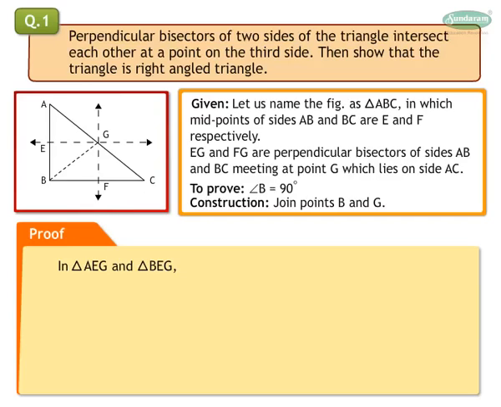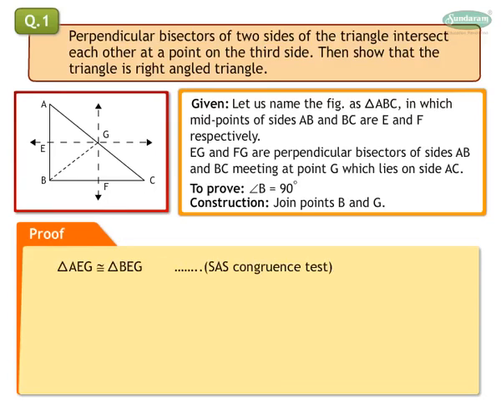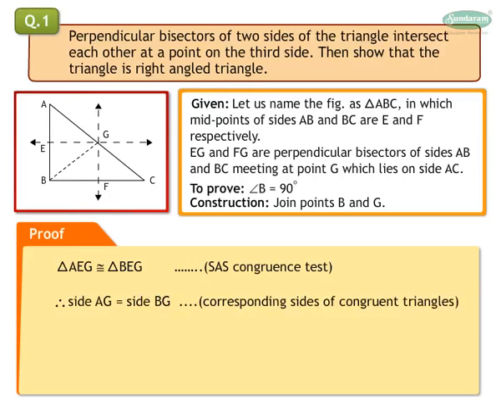In triangle AEG and triangle BEG, side AE is equal to side BE. Angle AEG is equal to angle GEB is equal to 90 degrees. Side EG is congruent to side EG, since it is the common side. So by SAS congruence test, triangle AEG is congruent to triangle BEG. So, side AG is equal to side BG, since they are corresponding sides of congruent triangles.